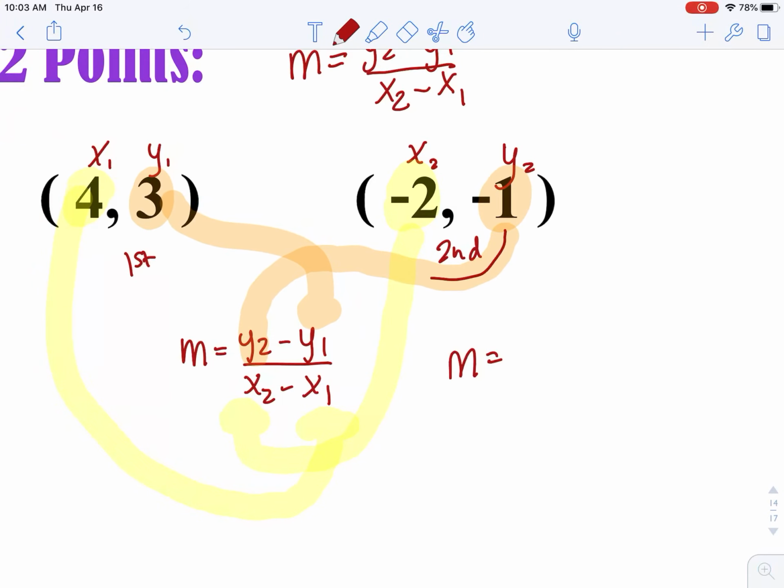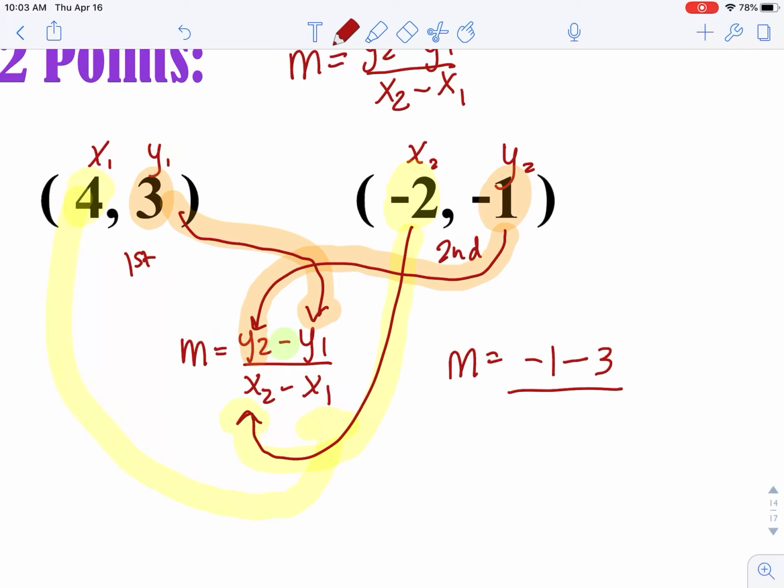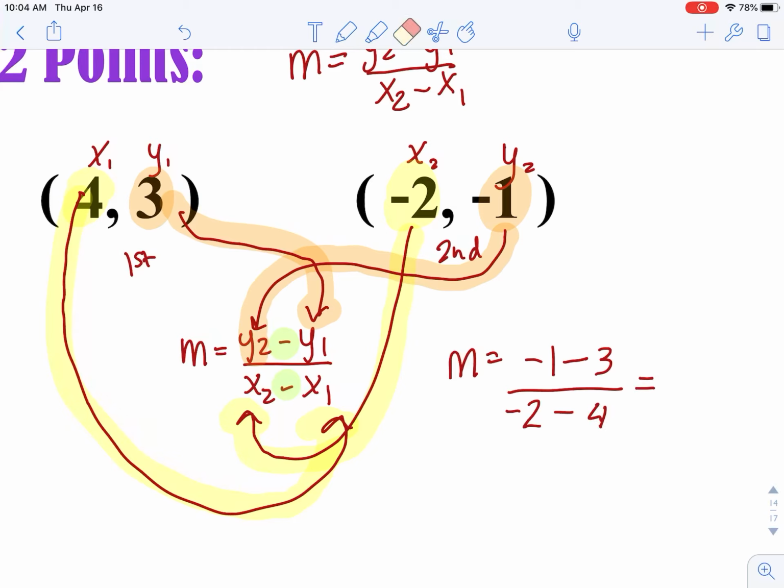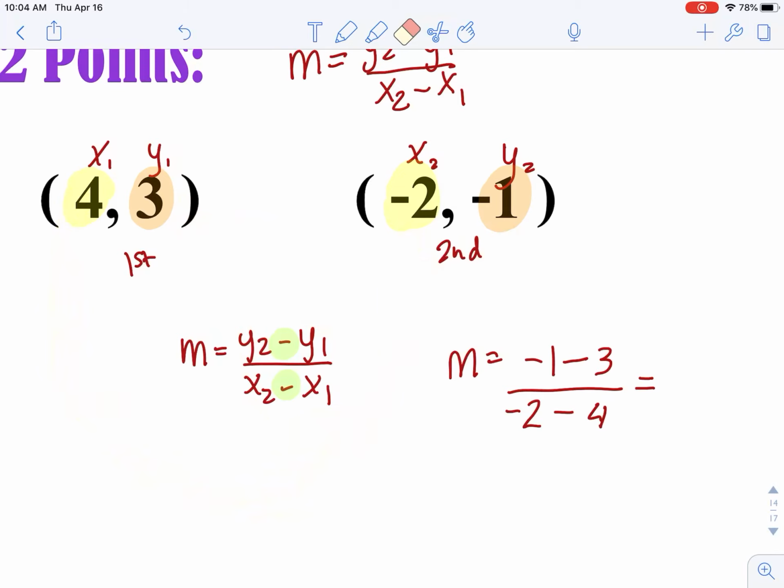M equals, so here I have y2, which is -1, minus. Take a look at this minus sign, because it's the change in, it's part of the equation. That minus sign is there, and then my y1, which is 3, over x2, which is -2, minus, because there's the minus in the equation, we're finding the difference, minus my x1, which is 4. And now what I do is solve, and I'm going to erase that so that it's not too confusing.